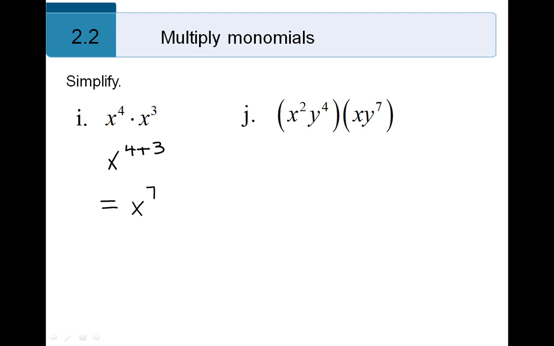In example J, we have x squared y to the 4th times x y to the 7th. Now, once again, there's an implied exponent of 1 on the x. So we look at our like bases x. So x squared times x to the 1st. That's going to be x to the 2 plus 1. We have y to the 4th times y to the 7th. That's y to the 4 plus 7. So we end up with x to the 3rd, y to the 11th.